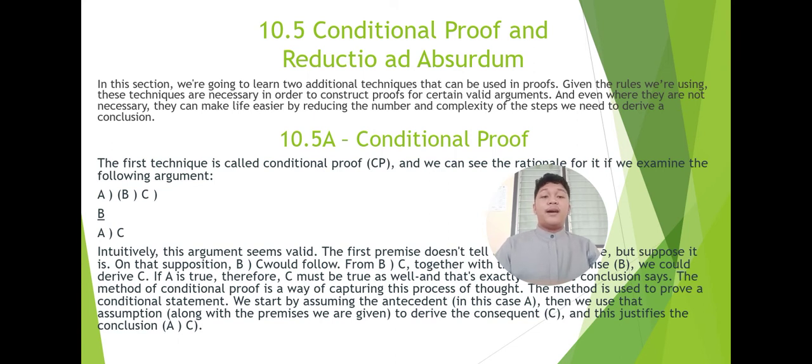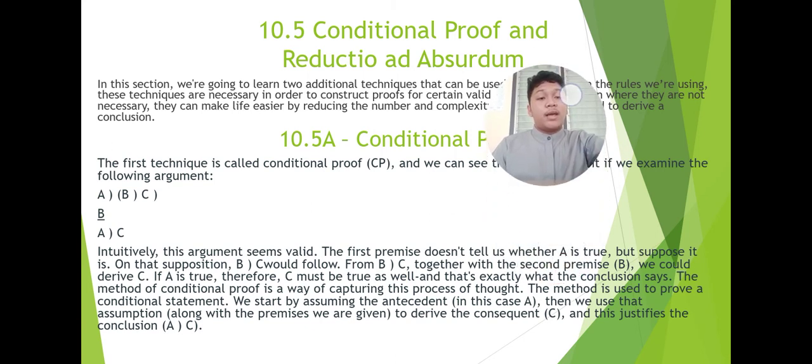So 10.5a, the conditional proof. In having this conditional proof, we need to follow these techniques, and we can see the rationale for it if we examine the following argument. The first premise doesn't tell us whether A is true, but suppose it is. On that supposition, B is to C would follow. From B is to C, together with the second premise, B, we can derive C. The method of conditional proof is a way of capturing this process of thought.